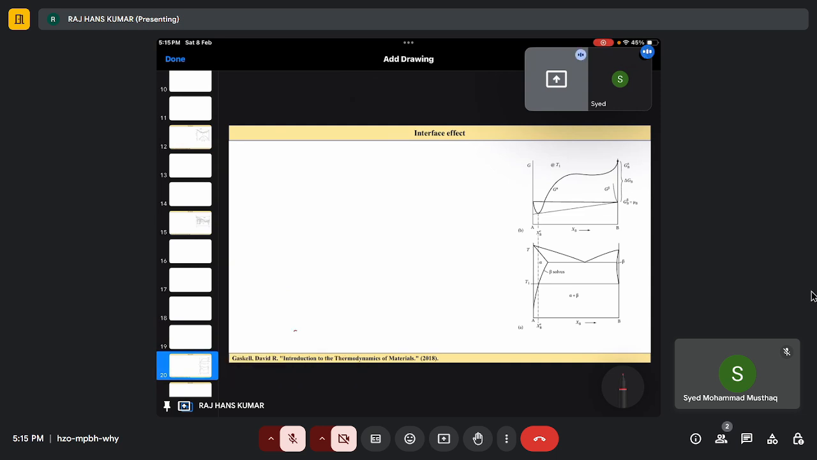Now, what happens if the temperature is increased? How the solubility changes with temperature? That was the question, right? So I will derive that, so you can understand that much clearly.